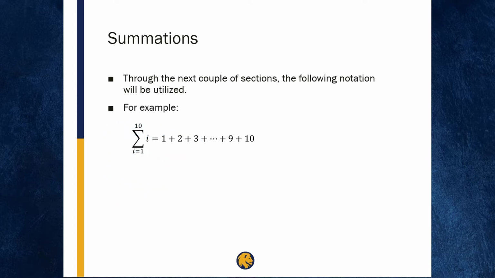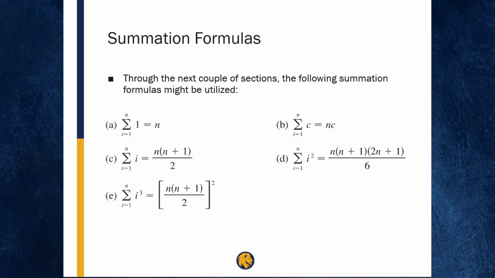For example, here's a slightly simpler example. Summation i equals 1 to 10 of i means to start i with 1, then count to 2, to 3, to 4, all the way up to 9 and to 10, adding together each term one by one into one long summation statement. As part of using the summation, we're going to be using some summation formulas at times. So here are summation formulas that we might refer back to.